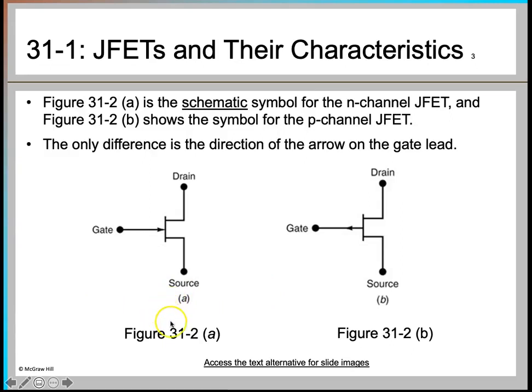So this particular slide shows the symbol for N-channel JFET and P-channel JFET. In this figure, the gate direction is towards this gate terminal. If you have a symbol like this, then that is called your N channel. And if you have the direction going away from the gate, then that is called your P channel JFET. So this is your N channel JFET, and this is your P channel JFET symbol.